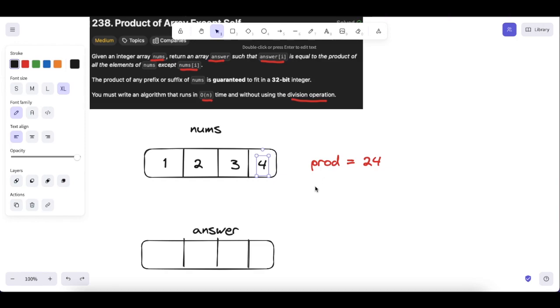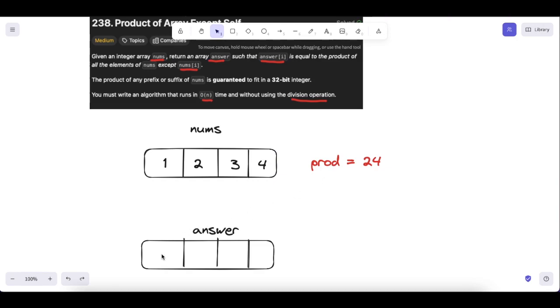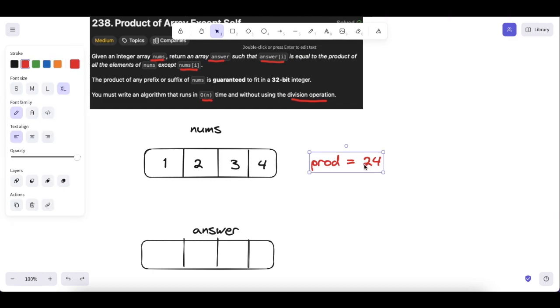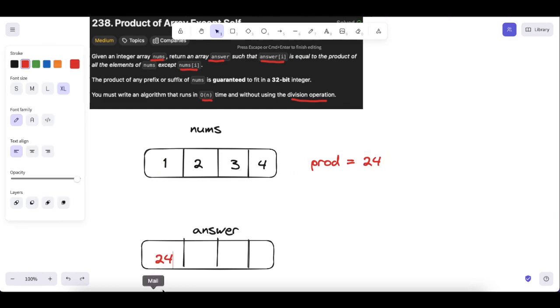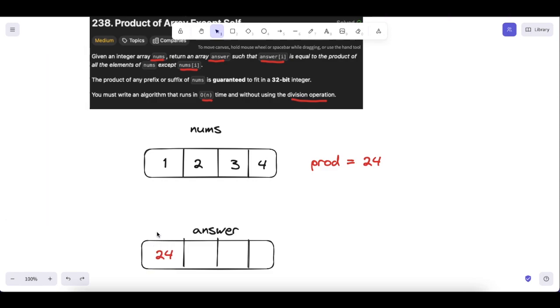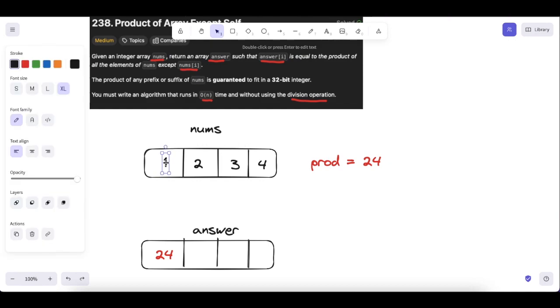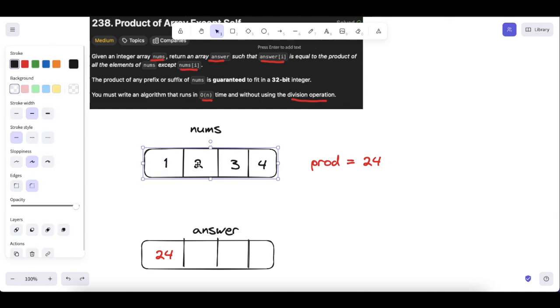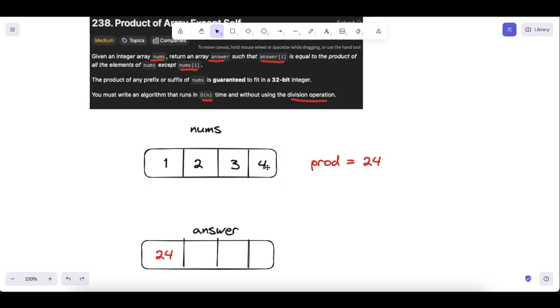For example, for index 0 in our answer array, we would divide 24 by 1, and so we'd have 24 in our answer array at index 0. This is in fact the product of all numbers in nums besides this 1 at index 0. If we do 2 times 3 times 4, we'd in fact get 24.